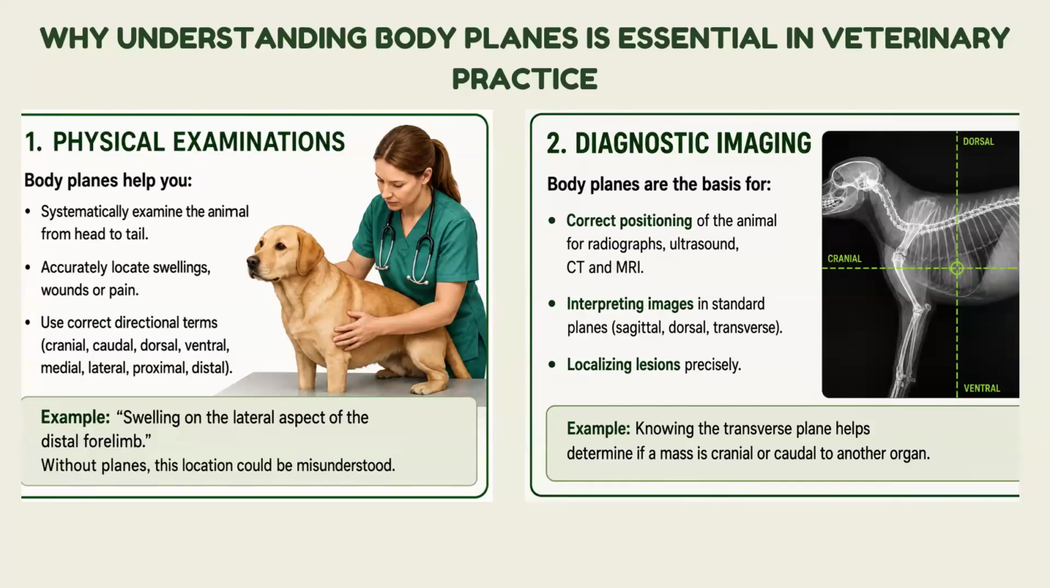to systematically examine the animal from head to tail. Now, the body is divided into different regions. You have the head region, the neck region, the thoracic region, the abdominal region, the pelvic region, and you also have the forelimb and the hind limb. Without a proper knowledge of body planes, you as a veterinarian or veterinary anatomist will find it difficult examining most of these structures.